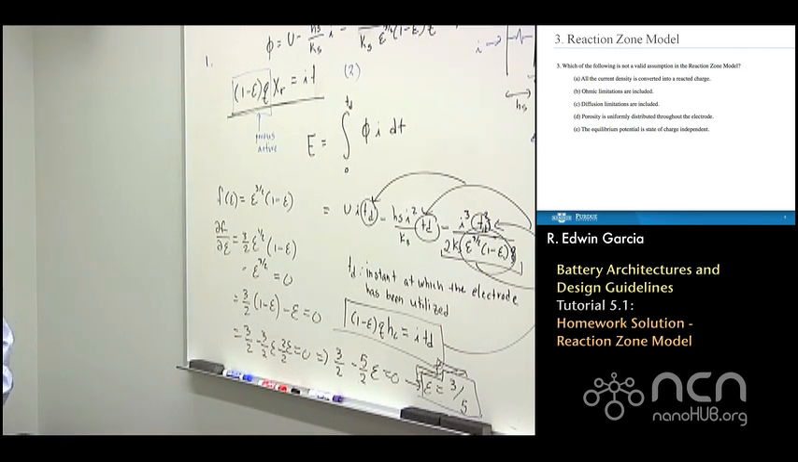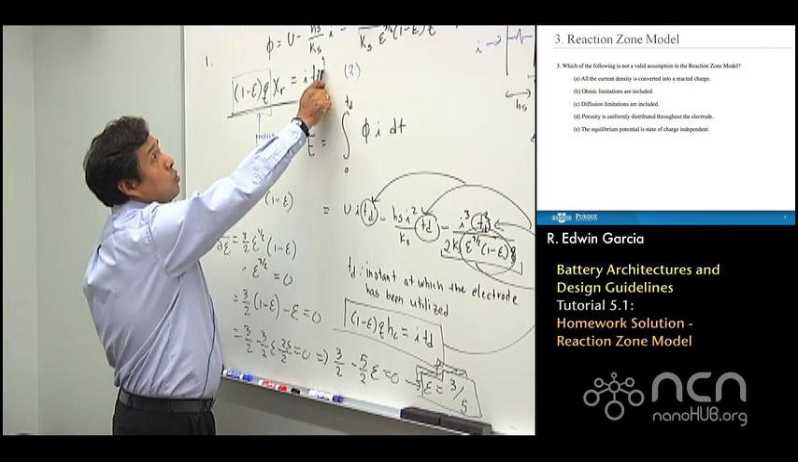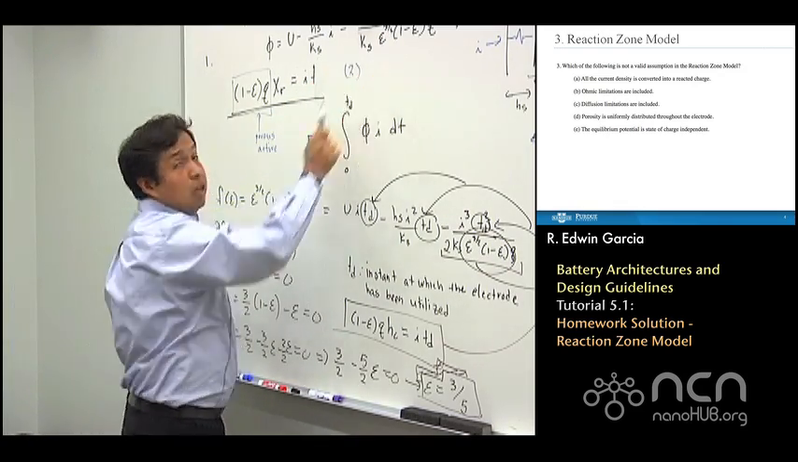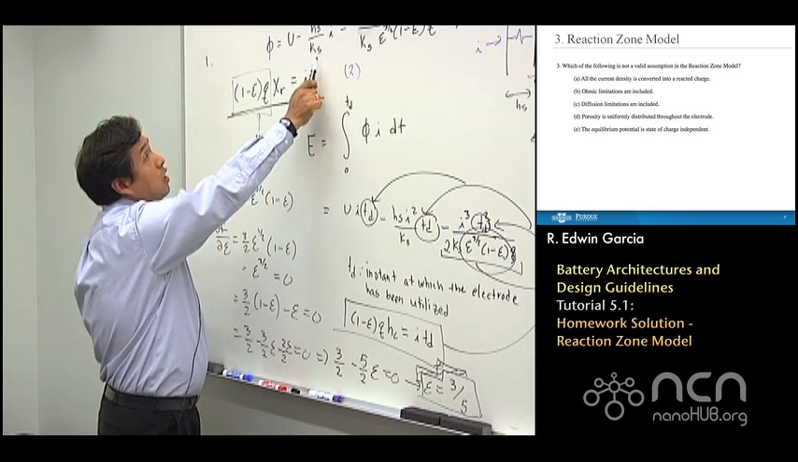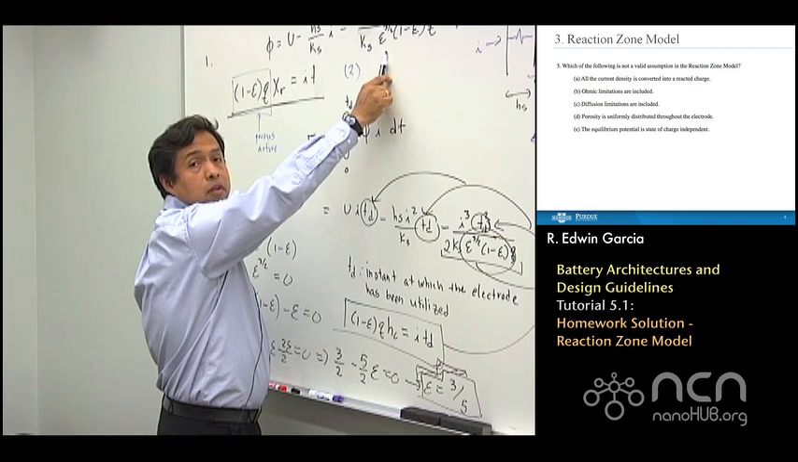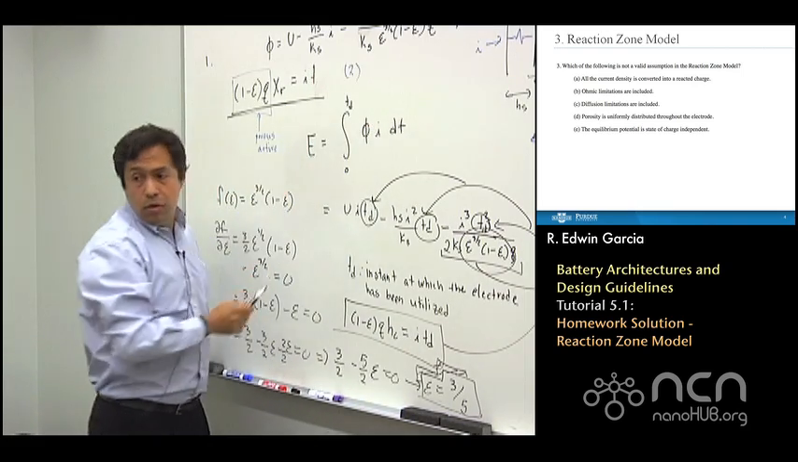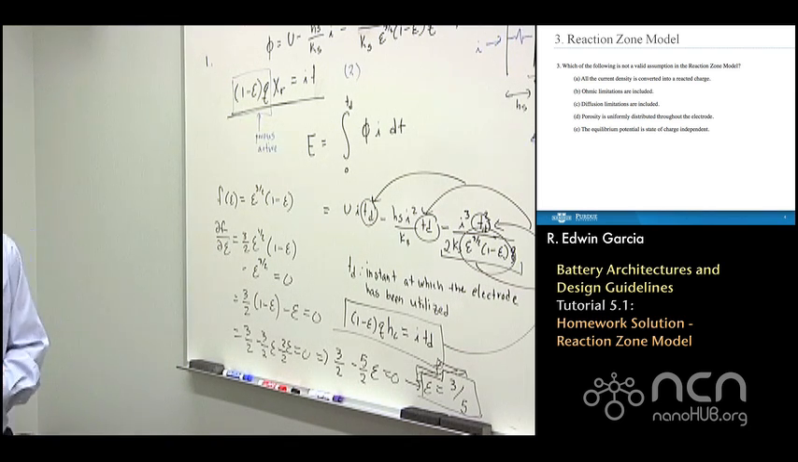Ohmic limitations are included. For the reaction zone model, that's actually the only thing that we're including in the model. Basically, this one corresponds to the polarization loss from the separator, and this one corresponds to the polarization loss from the reaction itself. So those two are included in this description, so it cannot be answer B.